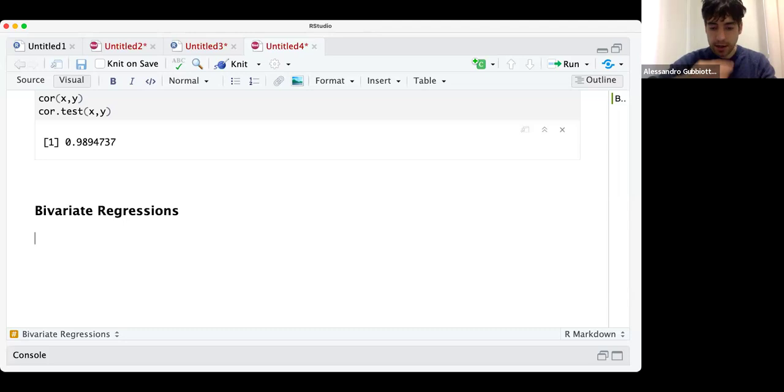So bivariate regressions: we have 2 variables, x and y, and we take some samples. So we observe them as usual. These are random variables. We can observe them. So we can observe x1, up to xn, where n is the sample size. This is the sample from the first variable.